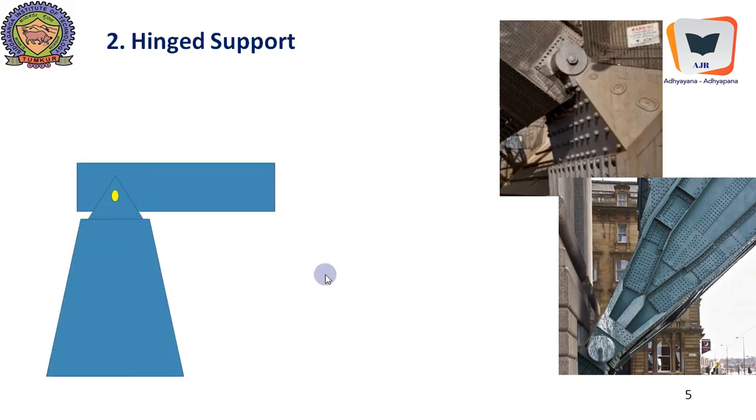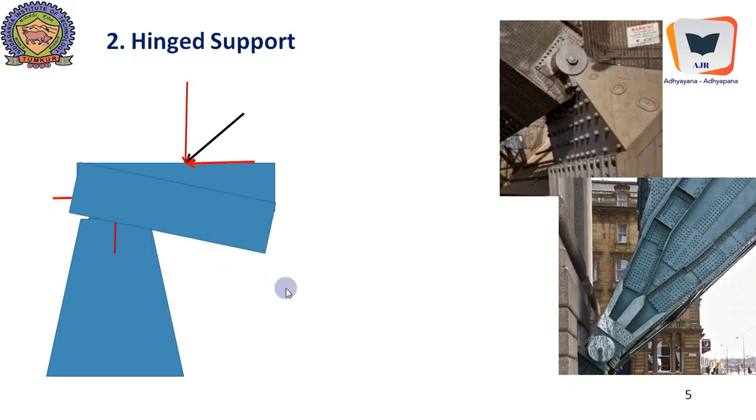And here is the simplified version of a hinged support over here, and if you apply an inclined force over the beam, the vertical component will generate a vertical reaction, the horizontal component will generate a horizontal reaction because it doesn't move horizontally, and for a moment this will rotate. Therefore, a hinged support will come with only 1 degree of freedom.